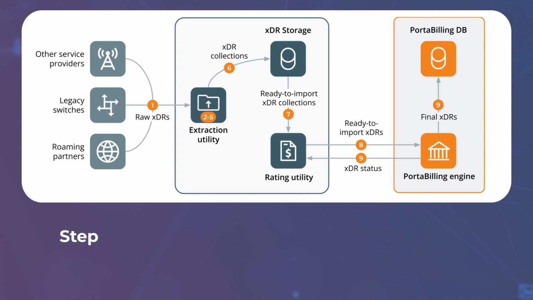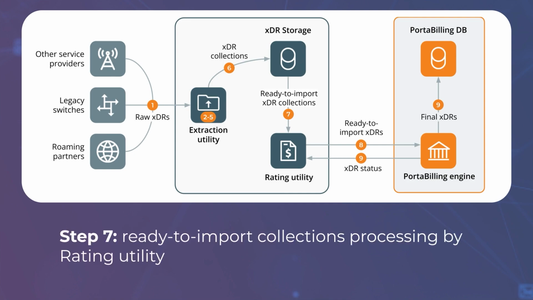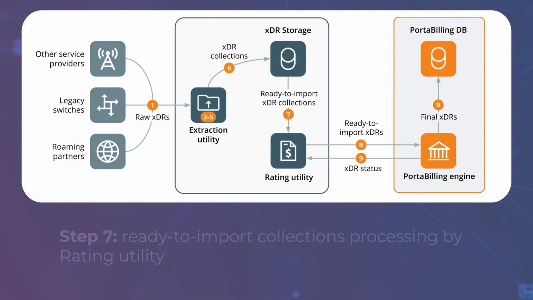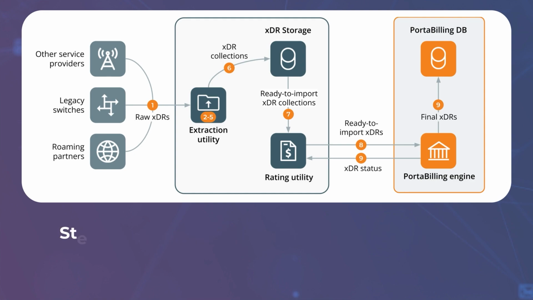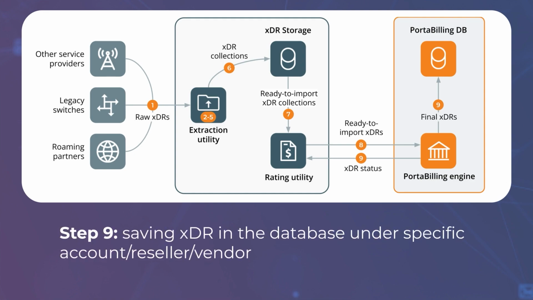In step 7, the rating utility monitors the xDR storage for ready-to-import collections. When it finds them, it starts processing them. In step 8, the rating utility sends those ready-to-import individual xDRs from the relevant collection into PortaBilling using the Radius protocol. Note that in addition to the customer's xDR, PortaBilling will also calculate the charges on the vendor's side to accurately reflect the cost. Finally, in step 9, PortaBilling saves the final xDR to the database under the specific account, reseller or vendor, and their balance is updated.